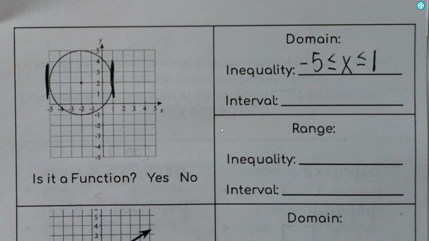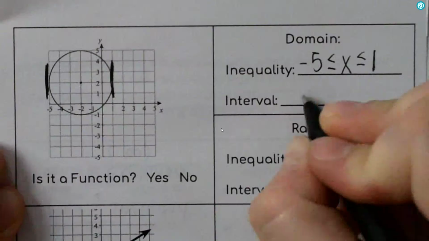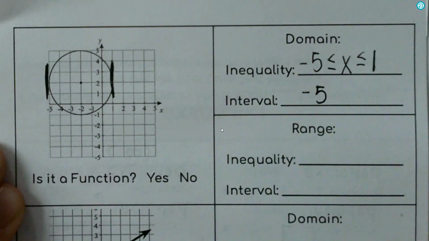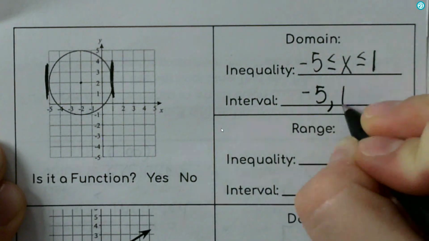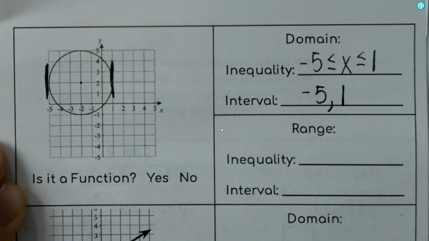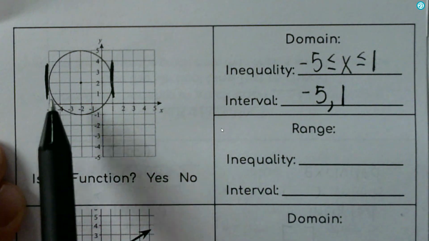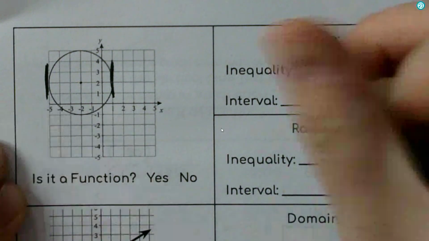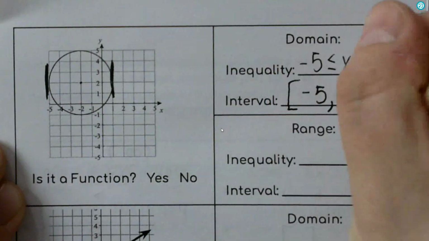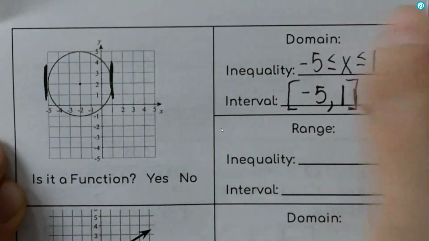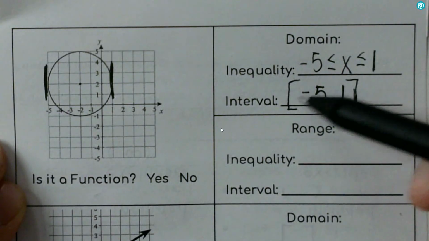Okay. For interval notation, we use those same two numbers because the answer is the same thing, we're just writing it in a different way. So we're going to put -5, and then instead of putting the inequality symbols and the x, we just put a comma and a 1. So this means we go from -5 to 1, and then since we reach those values, we touch those values, we use brackets because those are included. So anytime you use less than or equal to, you use brackets.